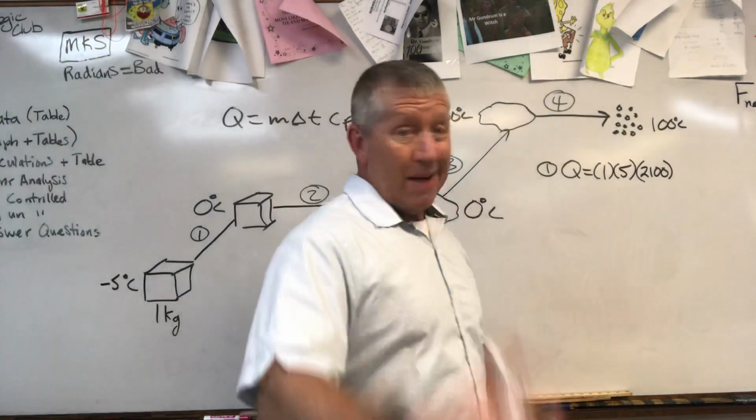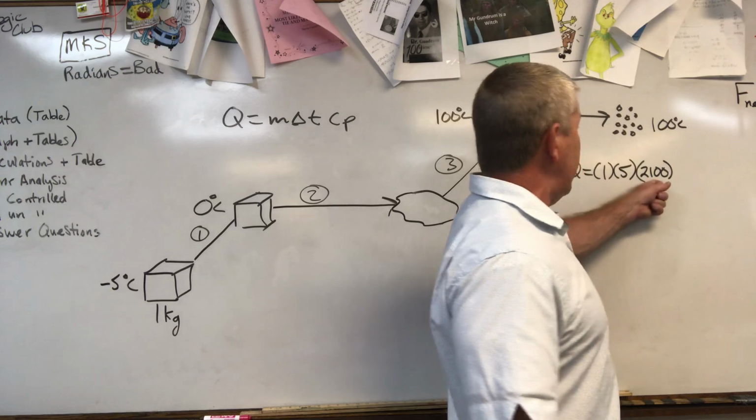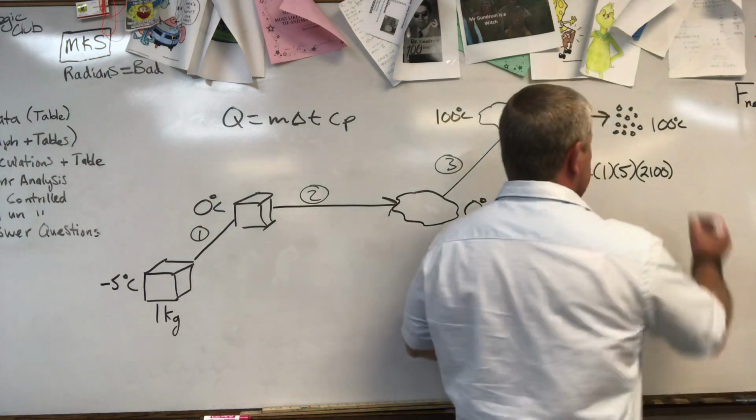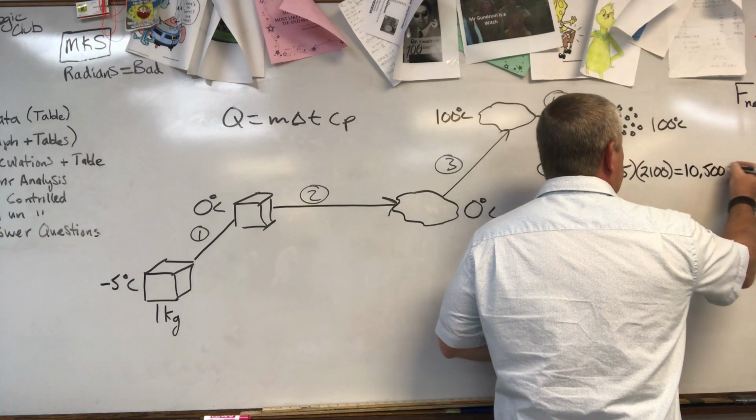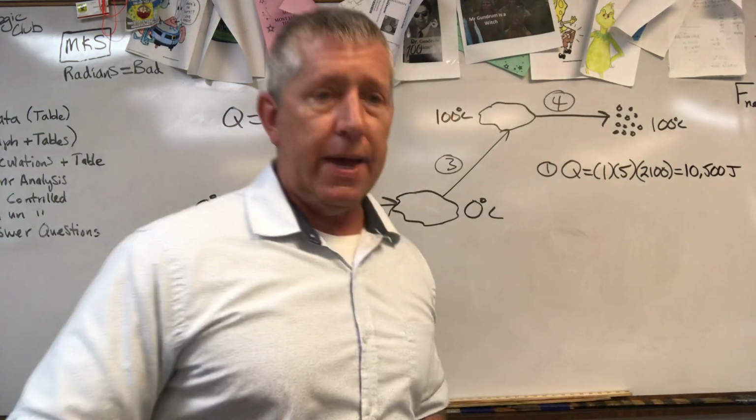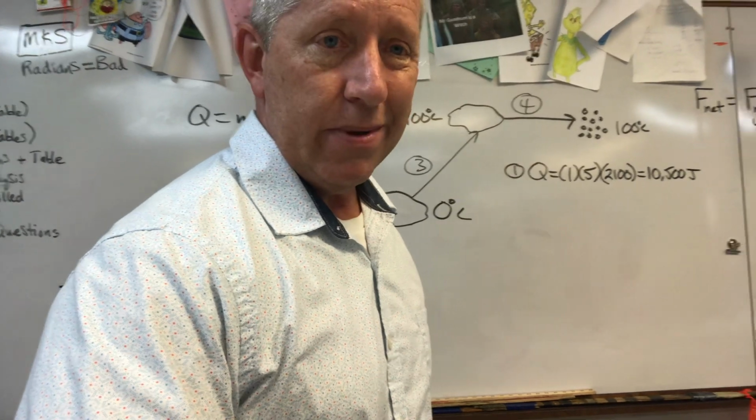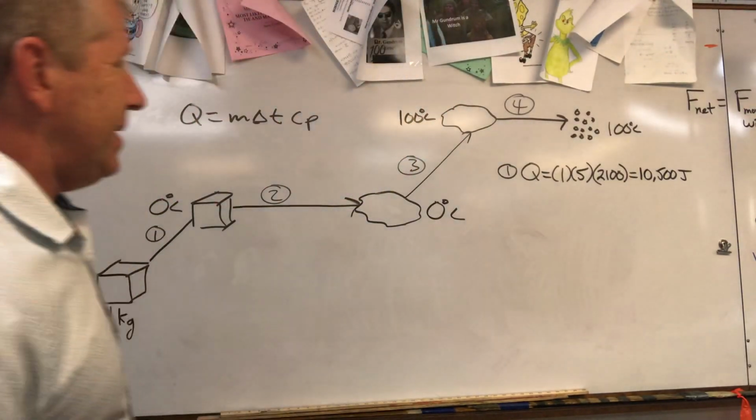1 times 5 is 5. 5 times, that's 10,500. So step one, it'll take 10,500 joules. See if you can still see that. You can. I'm going to turn you just a little bit so you can. There we go. All right, so step one, done.